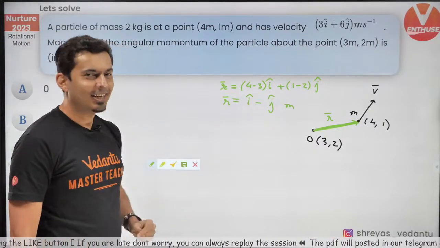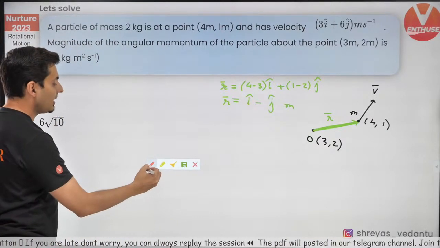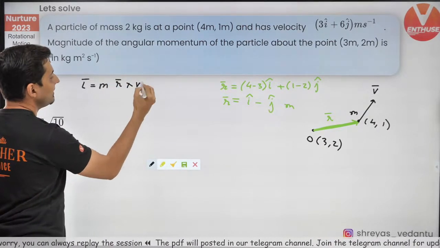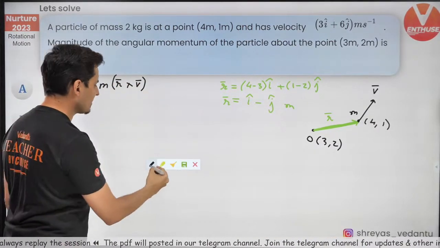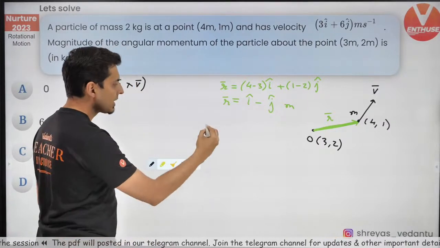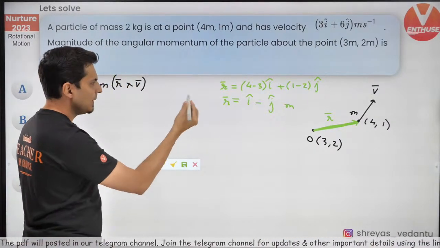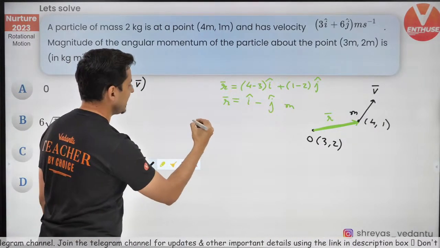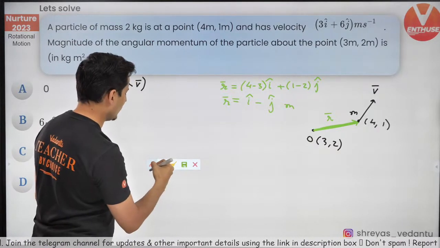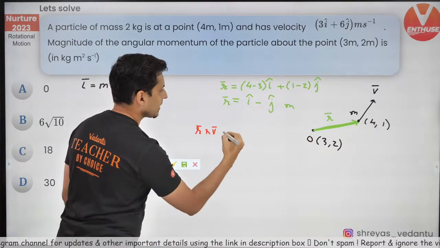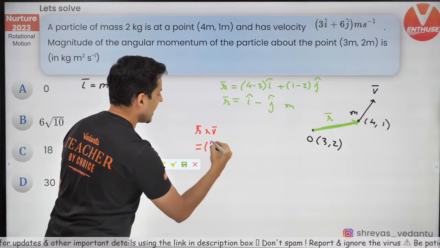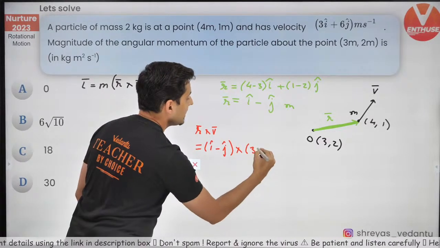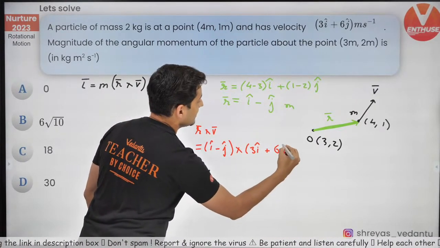Okay. Now the next thing that you need to do is use the definition. Remember angular momentum definition? Angular momentum definition was m R cross V. So let's do R cross V first. How do you do R cross V? I don't think I need to use determinants because they're just two terms. So R cross V will be nothing but this thing, which is i cap minus j cap cross velocity. Velocity is 3i cap plus 6j cap.